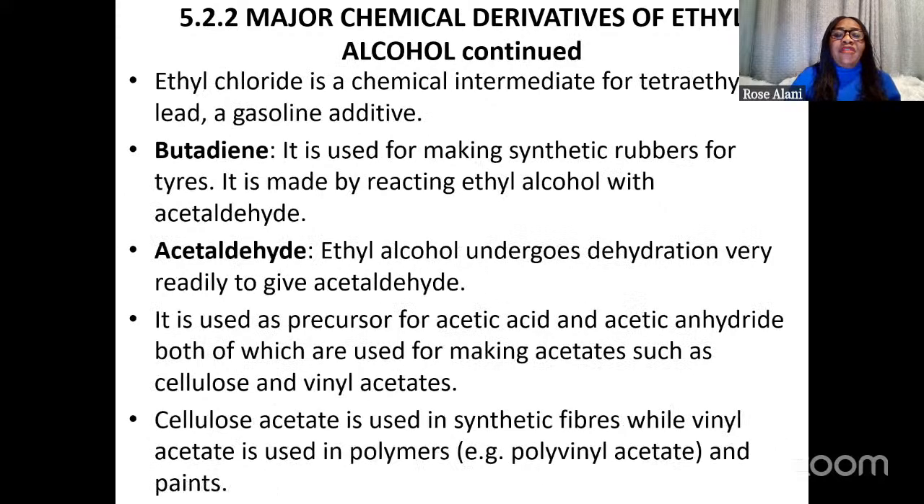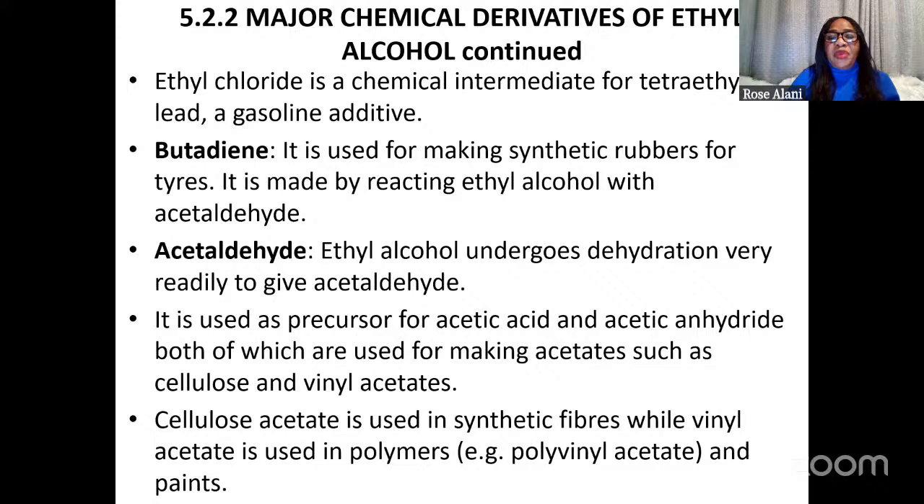You also have butadiene. In this case, this one is used for making synthetic rubbers. And you obtain your butadiene by reacting the alcohol with acetaldehyde. Another product you will get from the ethyl alcohol is acetaldehyde itself. You get this by dehydrating the ethyl alcohol, and it gives you acetaldehyde.